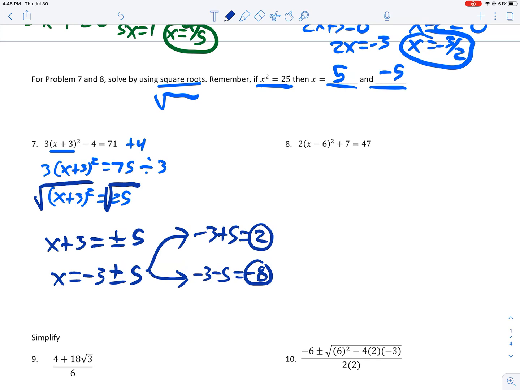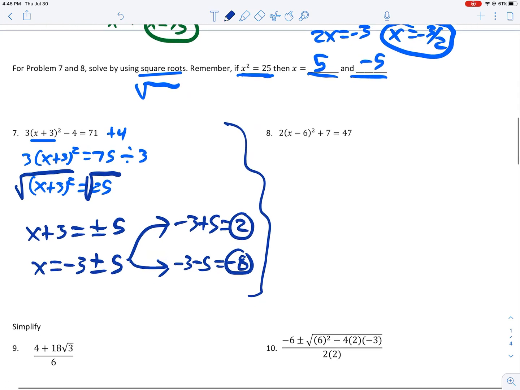So some of you might be wondering, well, why didn't we solve it like the last 6 problems? Well, in order to do that, you would have to take x plus 3, multiply it out, times it by 3, and then subtract 4. Get everything on one side, move the 71 over, and then factor, right? It's a lot of extra work that you can do if you want, but we don't need to do that. We can solve with the square roots.